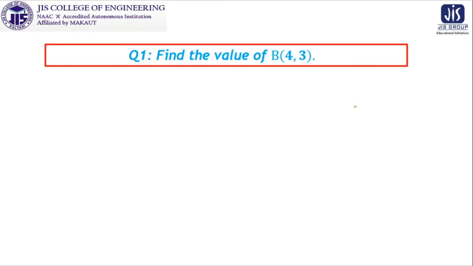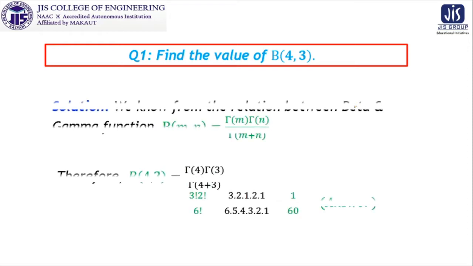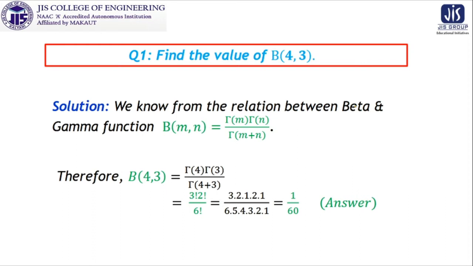Proceeding further, we get the first problem: to find the value of beta(4, 3). Now think about this. If the relationship between beta and gamma function is not established, not known, then what is our job? Our job is to place 4 in place of m, 3 in place of n, and then try to find the result of that improper integration with the help of the concepts of types and the convergence criterion for improper integration. But what we are doing here is using the relationship between beta function and gamma function. Now look at this.